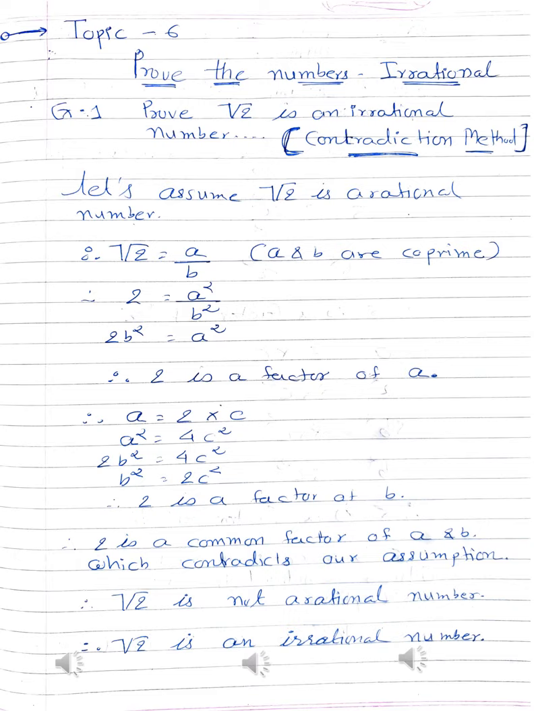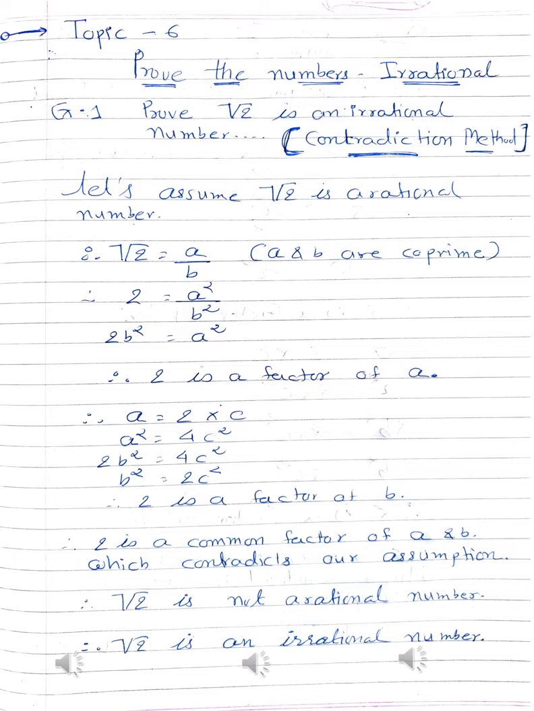Using transposition in the next step, I can write 2b square equals a square. It means a square is made up of 2 into b into b. It means in the next step I am writing 2 is a factor of a. Now further, as we have written 2 is a factor of a, I can write a equals 2 into something. That something I am taking as the variable c. So a equals 2c.